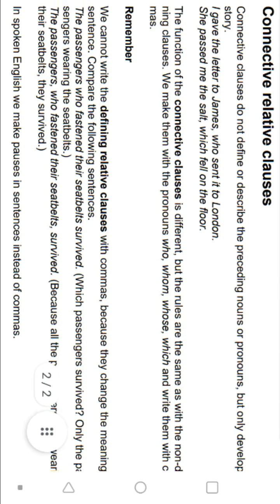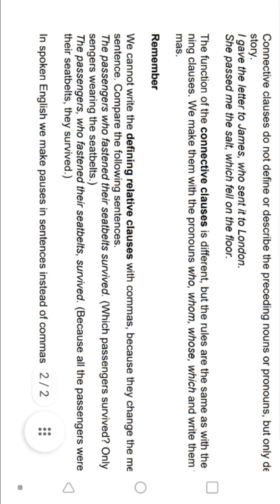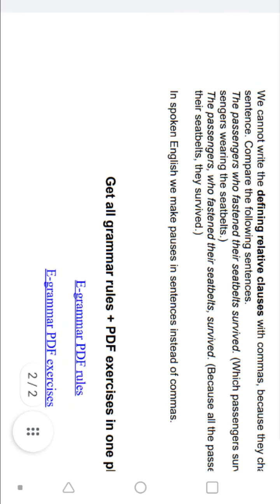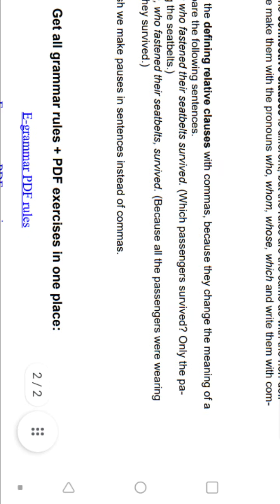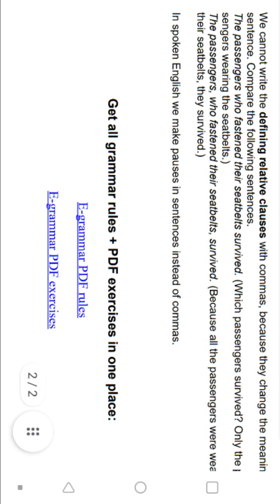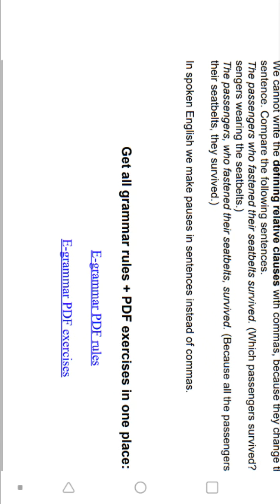Remember, we cannot write defining relative clauses with commas because they change the meaning of a sentence. Compare the following sentences. For example, the passengers who fastened their seatbelts survived. Which passengers survived? Only the passengers wearing seatbelts. The passengers, who fastened their seatbelts, survived: because all the passengers were wearing their seatbelts, they survived.